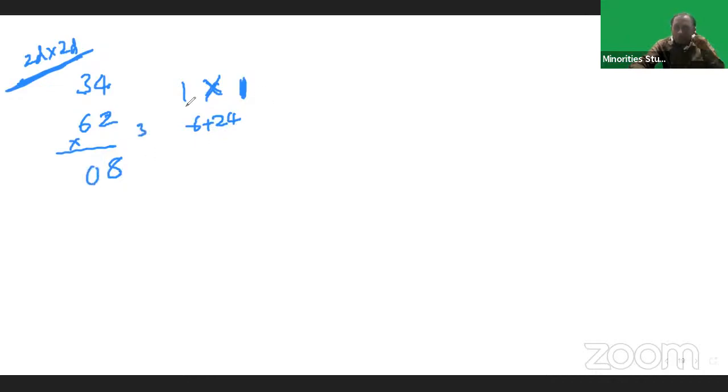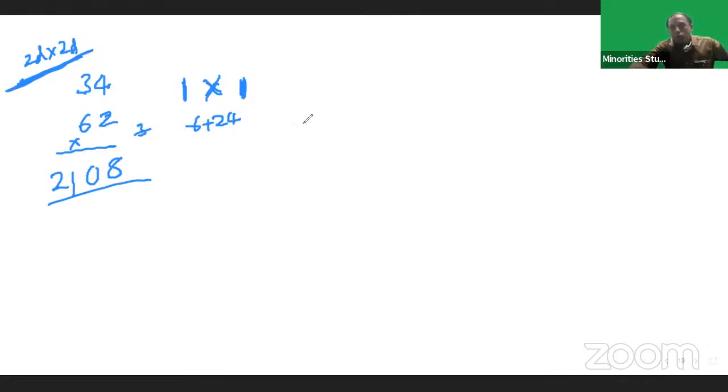30, carry 3. Now finally the straight line. Find the product of the two tenth digits. 3 into 6, 18. 18 plus 3 is 21. So 34 into 62 is 2108. Any doubt? Take one example. Find the product of these two numbers in our Vedic method.